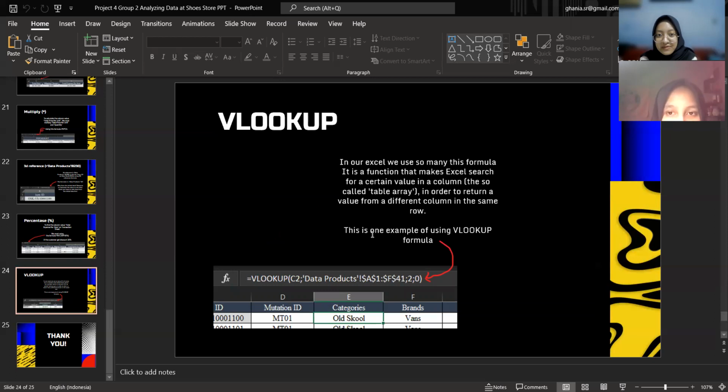Last is VLOOKUP. In our Excel, we use this formula. It's a function that makes Excel search for a certain value in a column in order to return a value from a different column in the same row. This is one example of using the VLOOKUP formula.